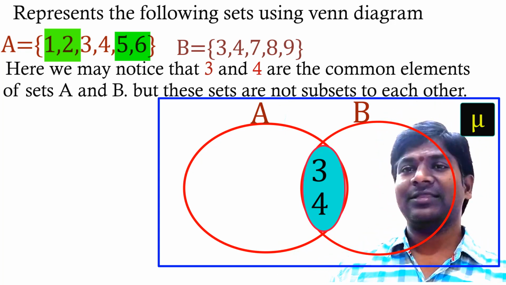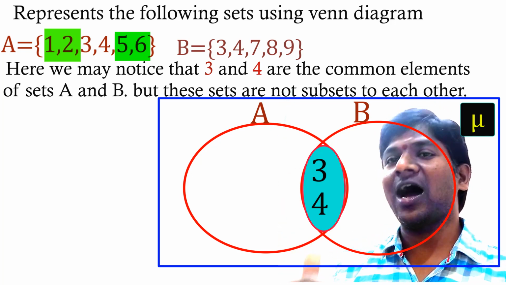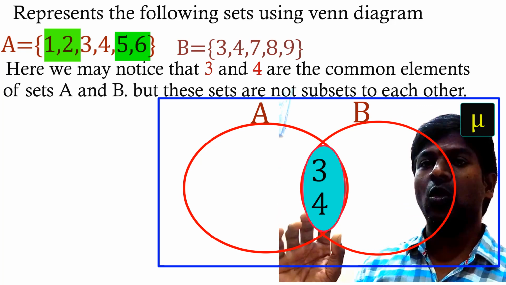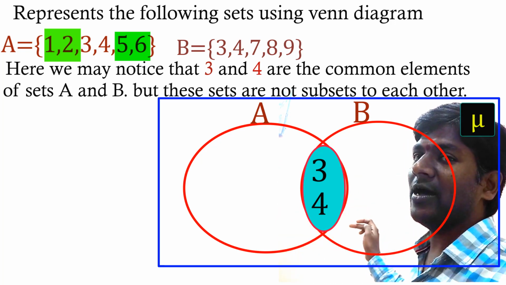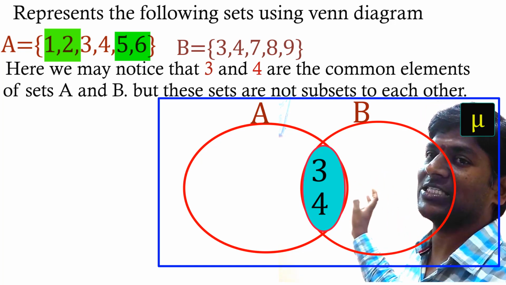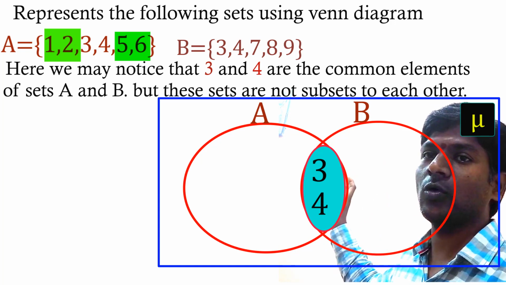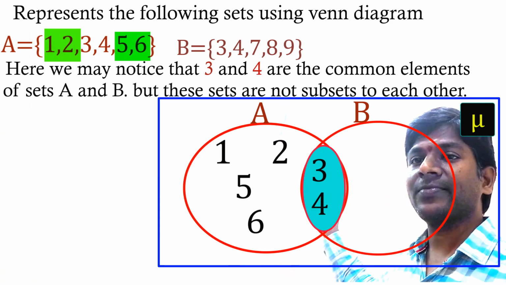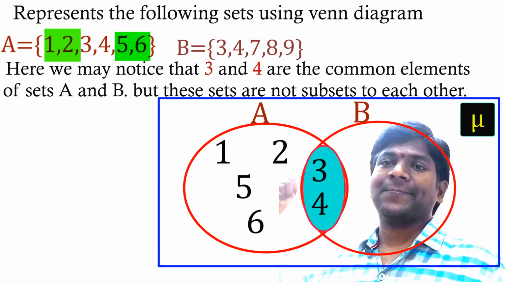Where do we write these? These are the elements of set A, but these are not common elements. So we write these elements in the part of set A excluding the common part of set A and set B, and we write these elements 1, 2, and 5, 6 as shown on the screen.